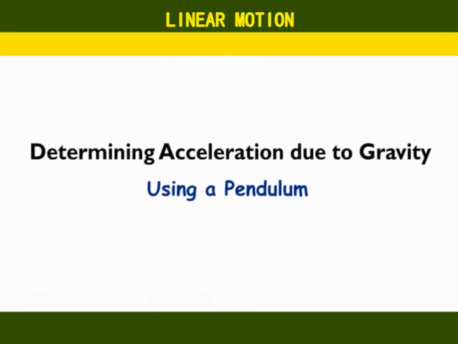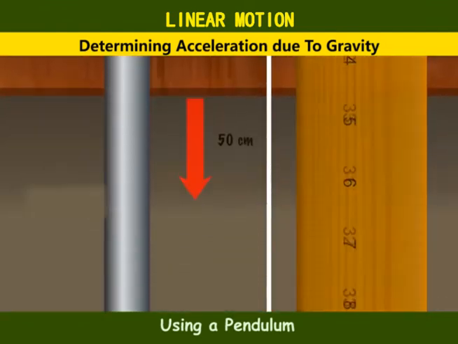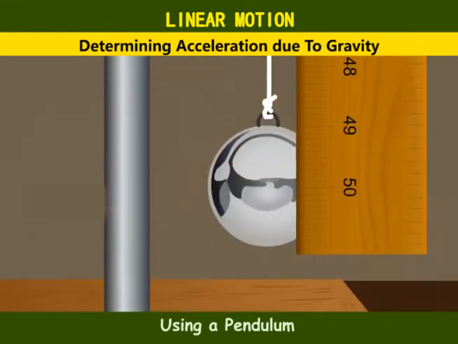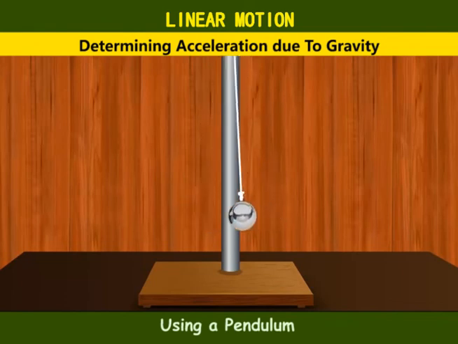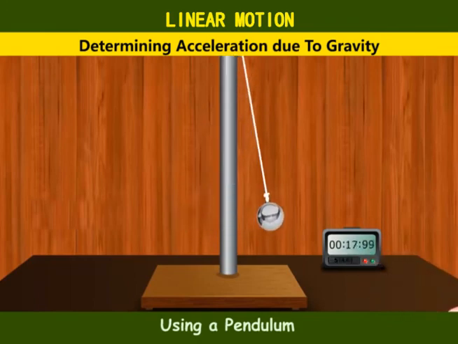Finally, we look at determining the acceleration due to gravity using a pendulum. We take a pendulum tied to a string and hanging from a clamp. The string should be completely inelastic. We measure the length of the string starting from the top to the middle of the bob. Then we displace the small bob from equilibrium position and let it oscillate. We switch on the stopwatch and measure the time taken for 20 oscillations.